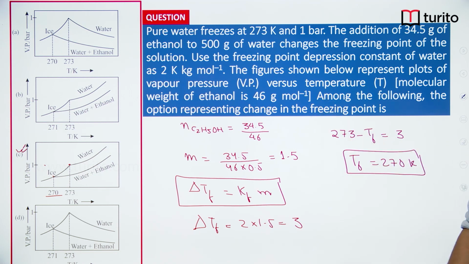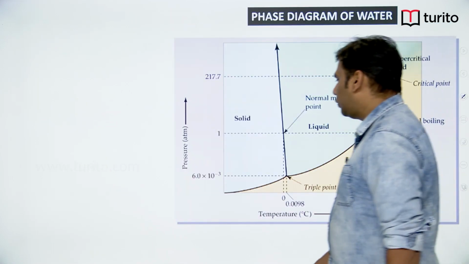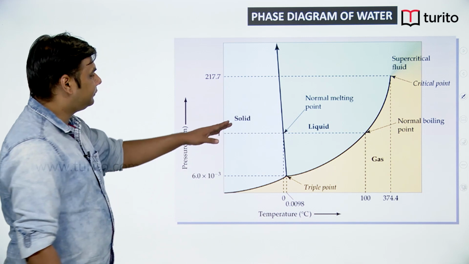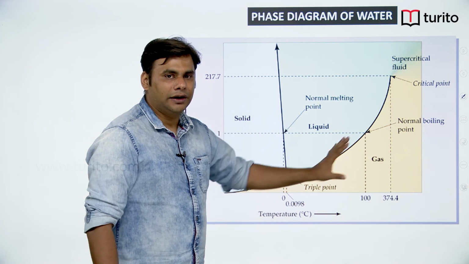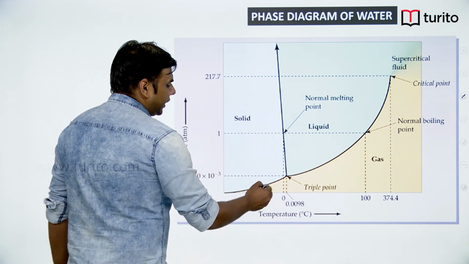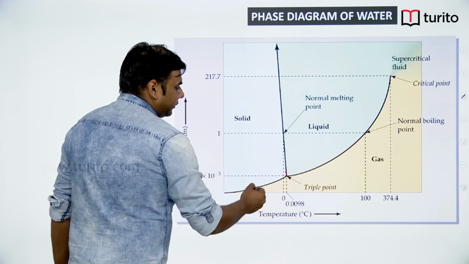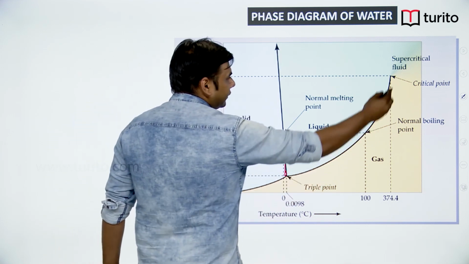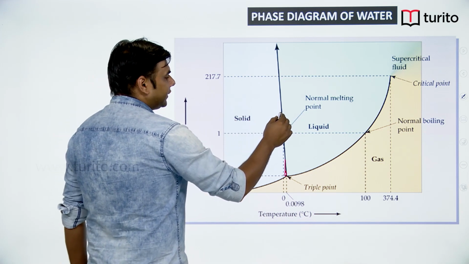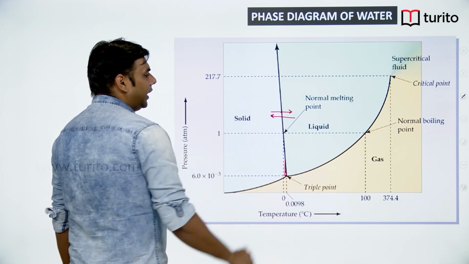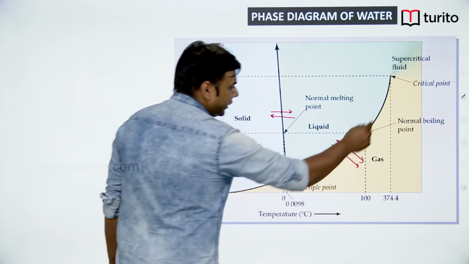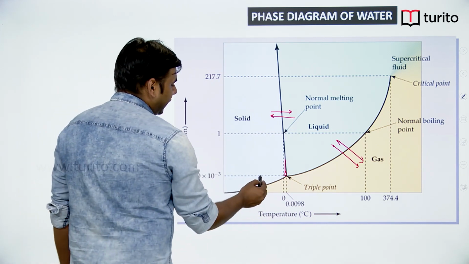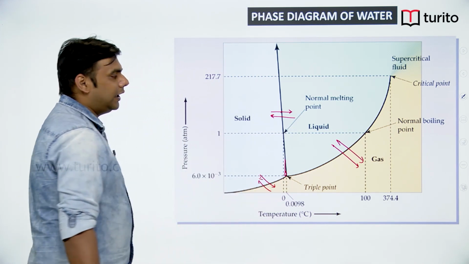So this graph is basically coming from the phase diagram of water. If you don't know the phase diagram of water, it looks something like this. This region represents solid, this region represents liquid, and this region represents gas. You can see that this is almost like a straight line and this is curved. Now this line represents equilibrium between solid and liquid. This line represents the equilibrium between liquid and gas, and this line represents the equilibrium between solid and gas.